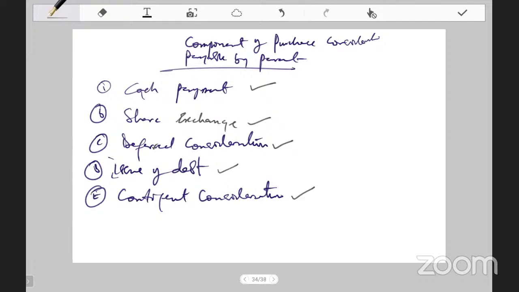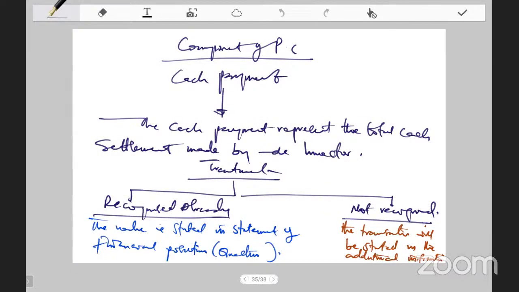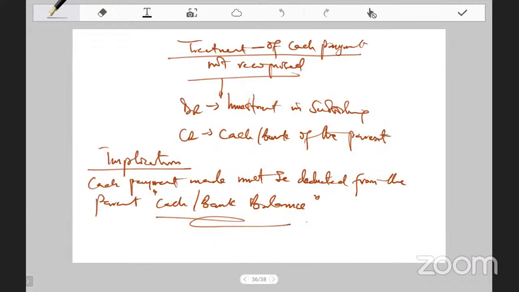So we considered the first one, which was cash. We said the cash payment can be treated given the two scenarios: already recognized or not recognized. How do we know it's already recognized? Such value would be included in our statement of financial position. But how do we know that it's not yet recognized? The value will not be stated in our statement of financial position. It will be stated in our additional information. And that's our focus. If it's not stated in the statement of financial position, that means it's not recognized. So we have to go through the double entry principle. Debit the investment in subsidiary and credit the cash or bank of the parent, which simply means that the cash payment made will be deducted from the parent's cash or bank balance, because the parent will have to pay that amount.